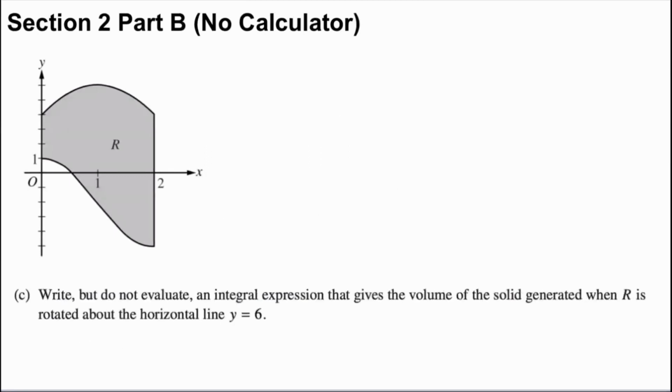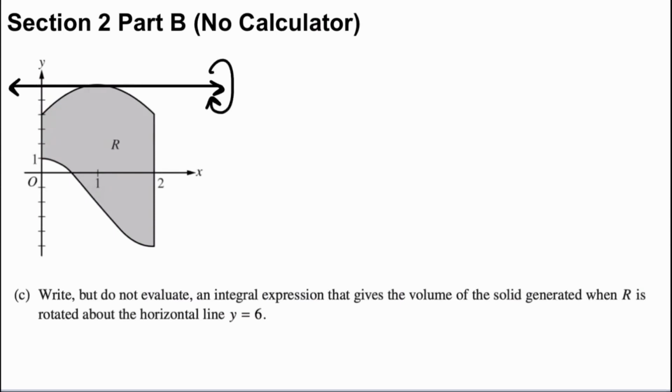And now we're on to 5C. Write, but do not evaluate, an integral expression that gives the volume of the solid generated when R is rotated around the horizontal line at y is equal to 6. So y equals 6 is, I just want to see where it is. 1, 2, 3, 4, 5, 6. It's the last tick mark. And so that seems to be above the region, and that's where we're going to be rotating.